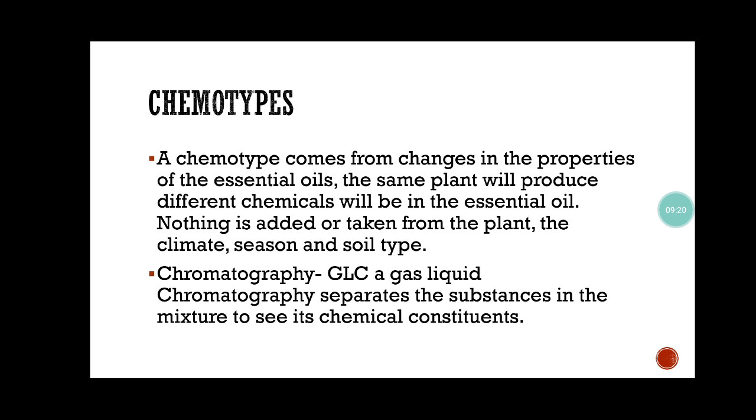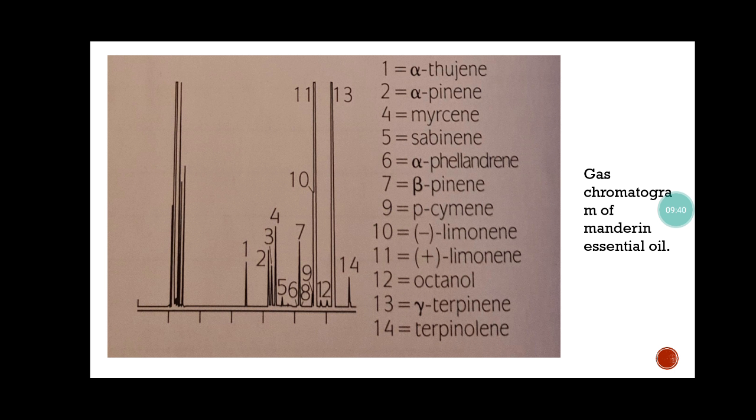This is when chromatography comes into play, a GLC, gas liquid. Now, a chromatography will be done by a chemical specialist, and it separates the substances in the mixture so it can break down and see the difference in the chemical constituents. So here we have Mandarin essential oil, and it's broken down to the graph. You can see at the side the different things that are in there.